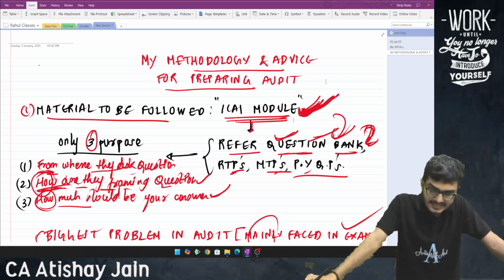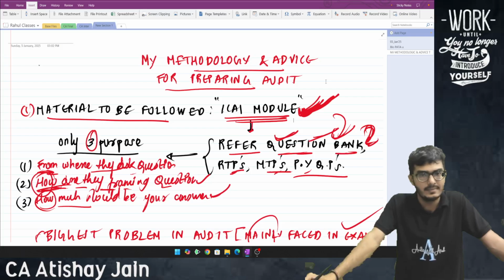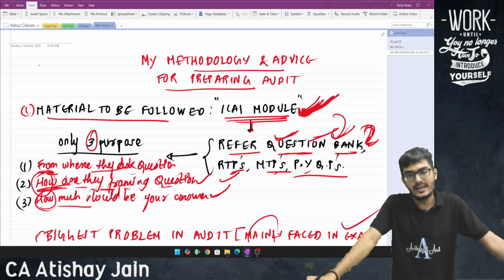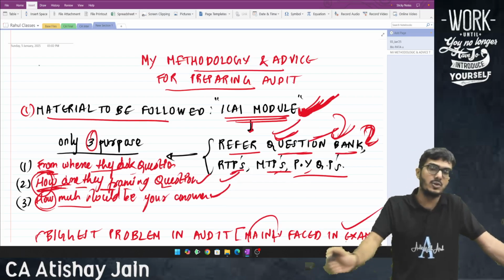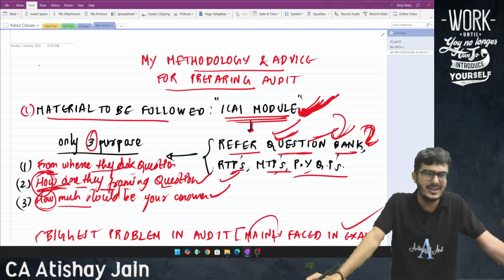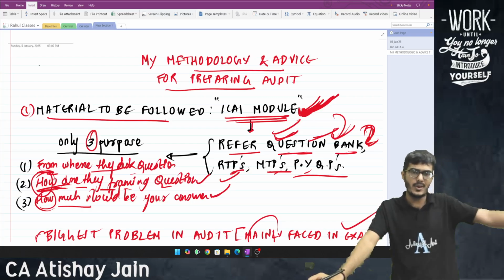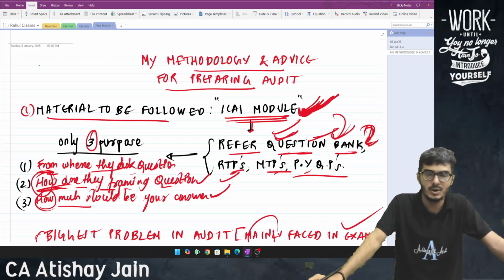After your ICAI module, there are question banks available in the market. Even I have my own question bank. You have to refer to that question bank, those RTPs, MTPs, and previous year question papers. And again, there is a reason why we have to solve these. You'll have a question: shall we skip the ICAI module, just refer to the question bank and go to the examination? No, it is not recommended.